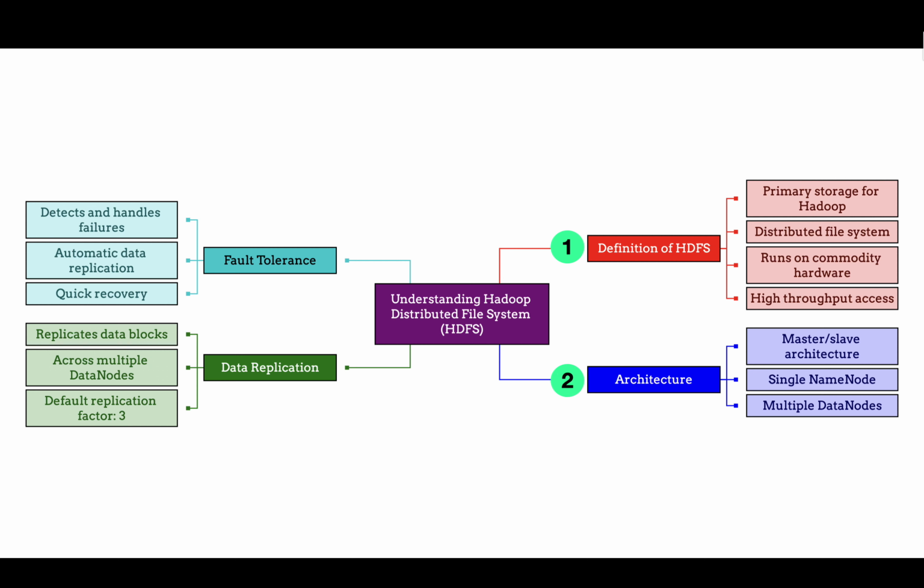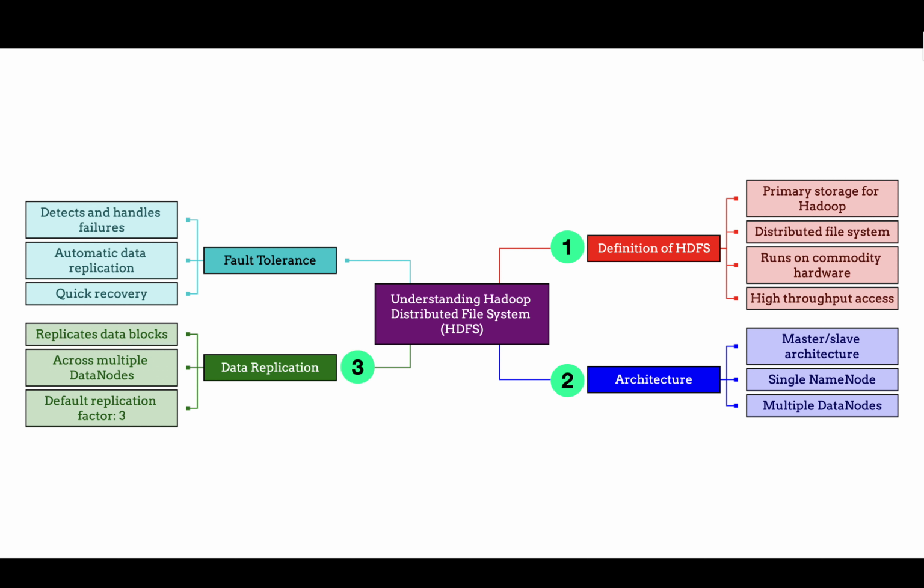2. Architecture. HDFS has a master/slave architecture. A typical HDFS cluster consists of a single name node, the master server that manages the file system namespace and controls access to files, and multiple data nodes, which manage storage attached to the nodes that they run on.